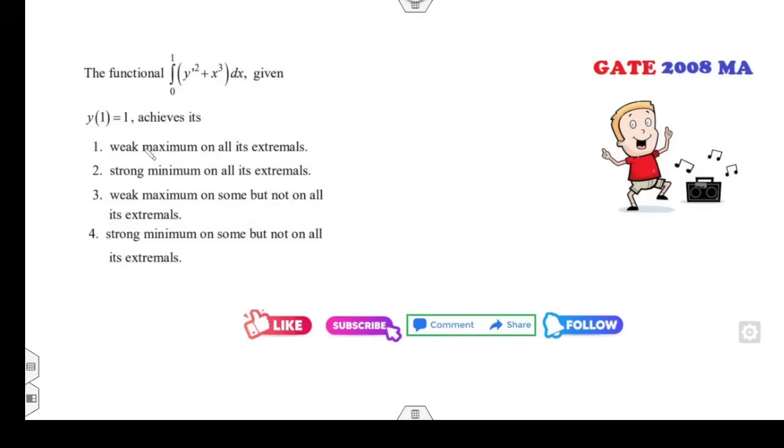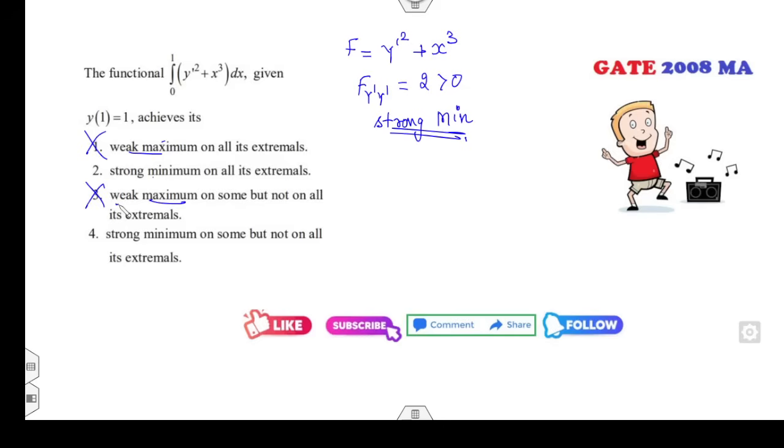चलिए नेक्स्ट देखते हैं, again is a part of the weak maxima minima. Your f will be y dash square plus x cube, so again you can see it is my 2 which is greater than 0, again you will get the strong minima. Fine, so maxima will be cancelled. Is it a strong minima for all y's? Yes, it is 2. It's a strong minima for all the extremals. Strong minima on some, but not for all. That's wrong. So the right answer is option B.